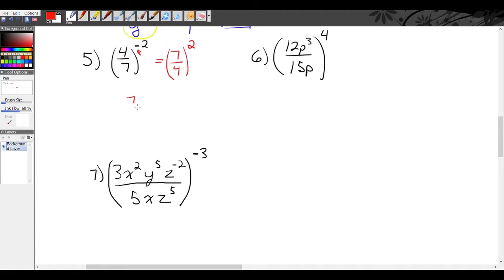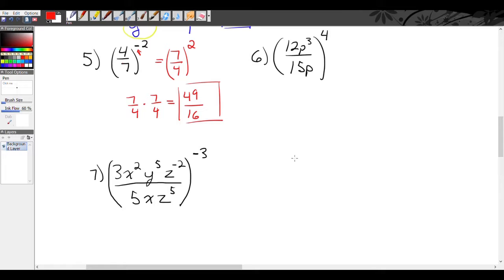Remember, that means 7 over 4 times 7 over 4. Top times top, bottom times bottom. 7 times 7 is 49. And 4 times 4 is 16. So this right here is our simplified expression.